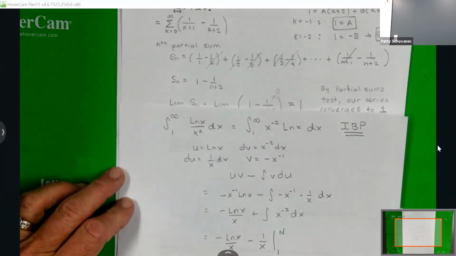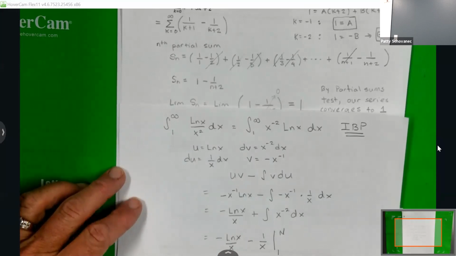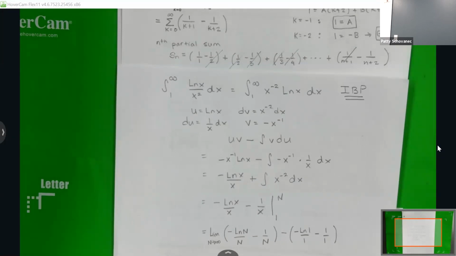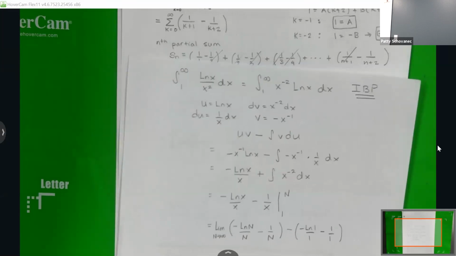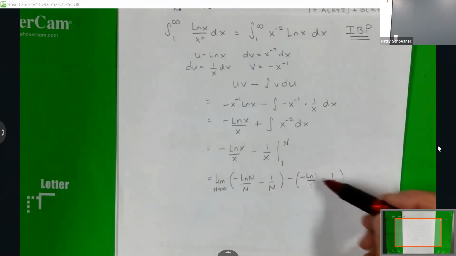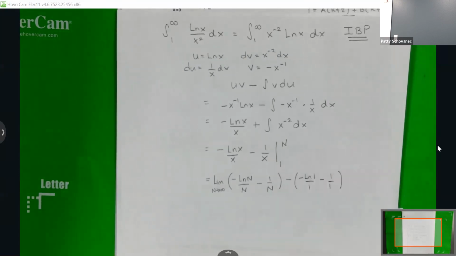When n is in there, I have minus the natural log of n over n minus 1 over n. Now I'm putting a 1 in there, minus the natural log of 1 over 1 minus 1 over 1. Then we're going to take the limit as n goes to infinity. Make a jump back to the far parentheses. Natural log of 1 is 0. So this is 0 minus 1. That minus gives me a plus 1 out there at the end.